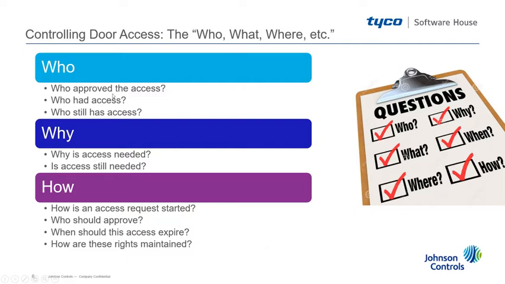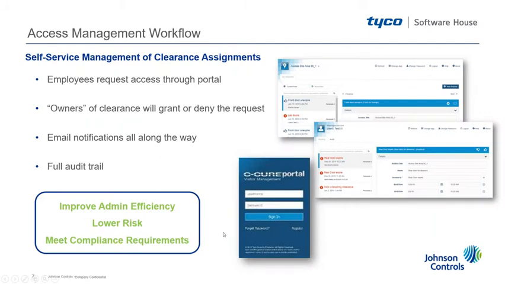So we're attempting to answer these questions with this new feature. Who did approve the access? Who had access? Who still has access? Why is it needed? What was the reason behind it? These are all going to be answered with this feature. I shouldn't say new. It's been out since I believe we were at 2.6, so it's about 3 years old, and it's still ramping up. We're still getting a lot of good traction on it.